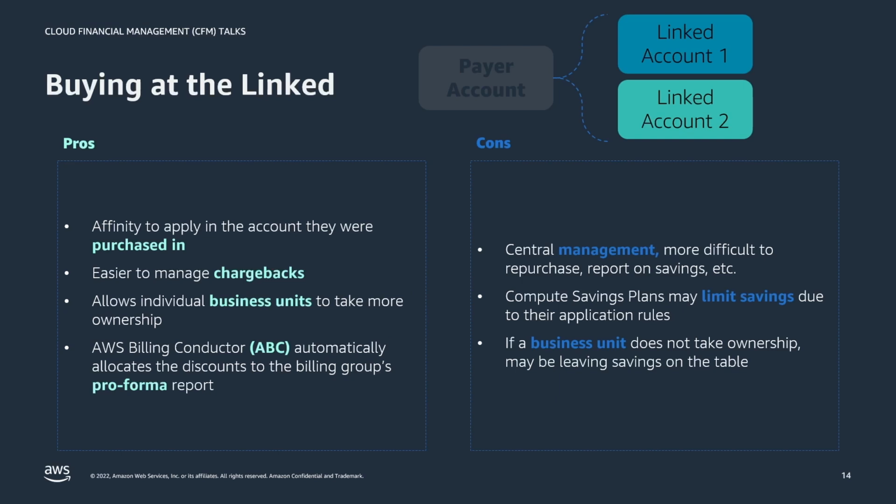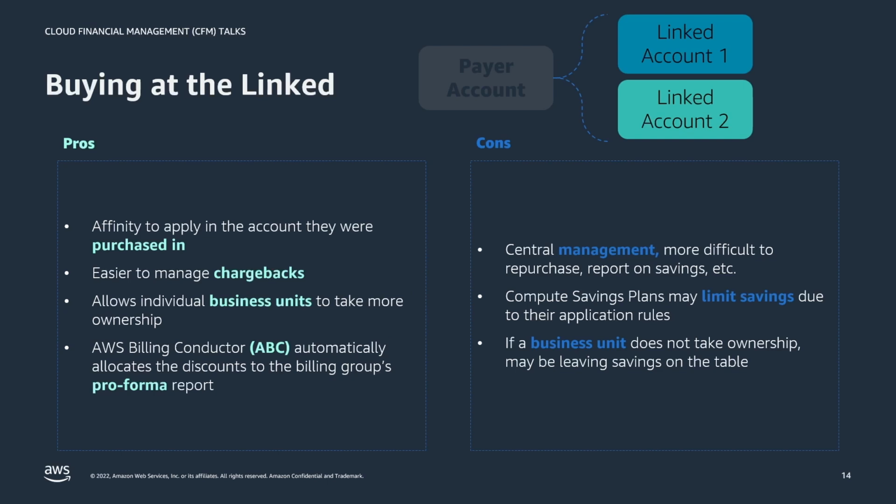And then last but not least, the AWS Billing Conductor, commonly referred to as ABC, also automatically allocates the discount to the billing group's pro forma report. And what does that mean? It just helps with your chargebacks a little bit more. AWS Billing Conductor is another AWS tool that really helps and pairs well with savings plans when purchased at the linked account level.